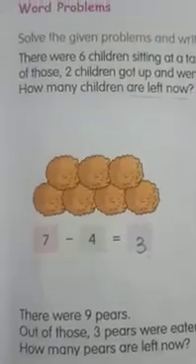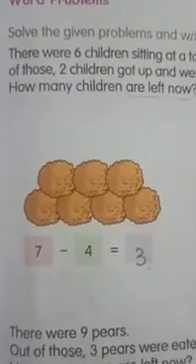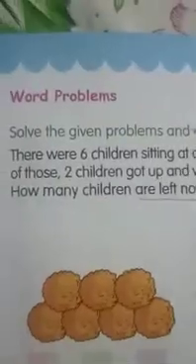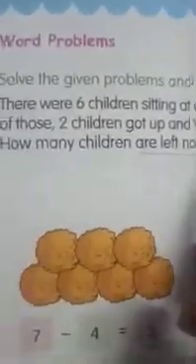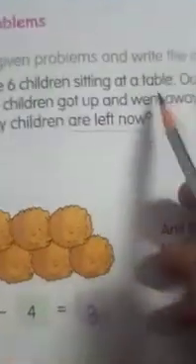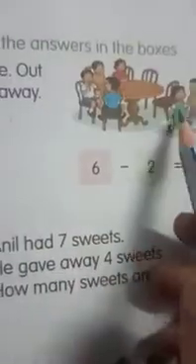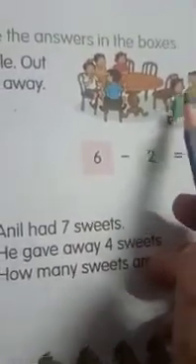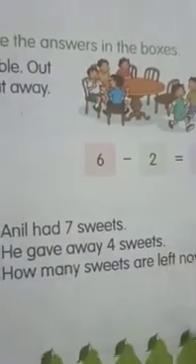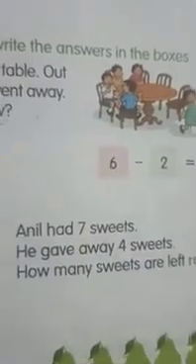Next, word problems. Children, in the addition also we have done word problems. So in subtraction also we have some word problems. Let's complete the word problems also. There were 6 children sitting at the table. Out of those, 2 children got up and went away. How many are left now?